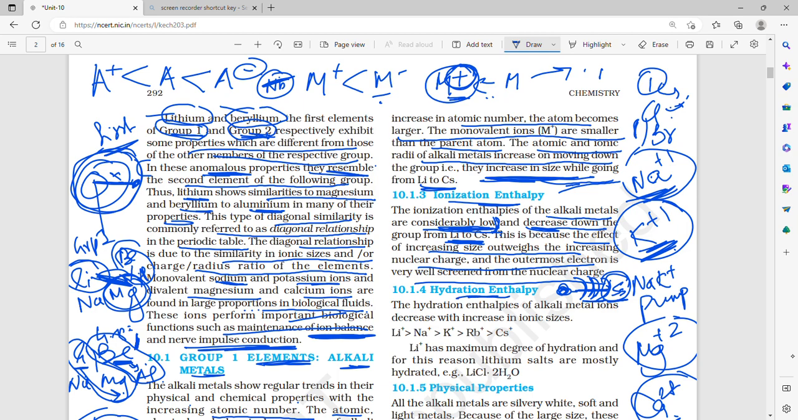Now we come to hydration enthalpy. Hydration enthalpy of alkali metals decreases with increase in ionic size. So as the ionic size increases, the hydration enthalpy decreases. Lithium has maximum degree of hydration, and for this reason lithium salts are mostly hydrated. As the size increases, it will become difficult for it to combine with water and readily move.